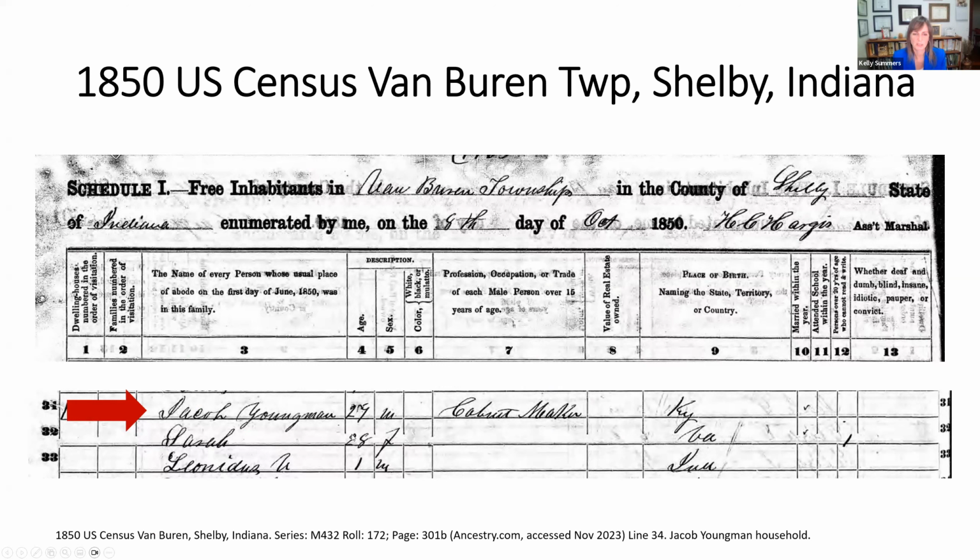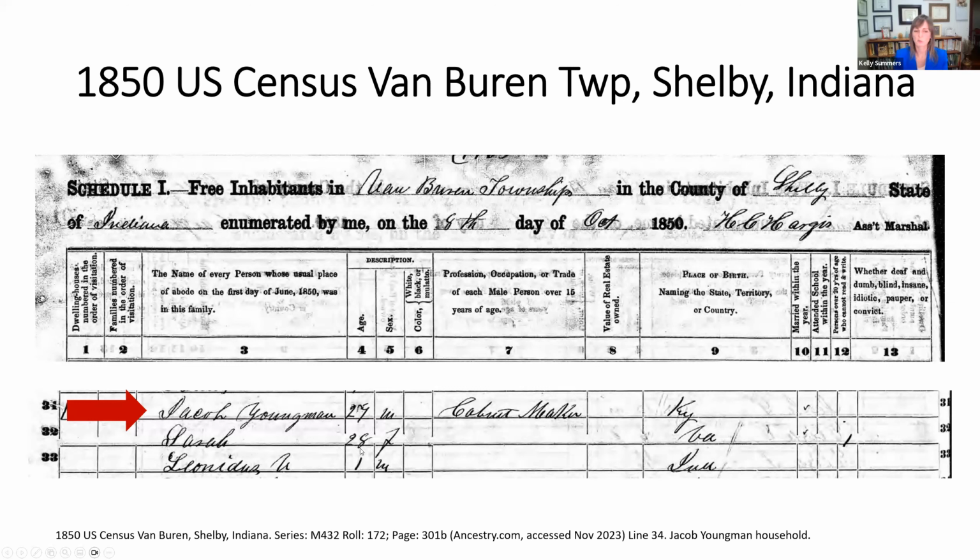Jacob Youngman, who is 27, and this time he's a cabinet maker. Now, this is a little bit unusual. He was a farmer in all of the other census. However, this time we have him listed as a cabinet maker. He is born in Kentucky. Now, that might make a question of whether it really is him or not.